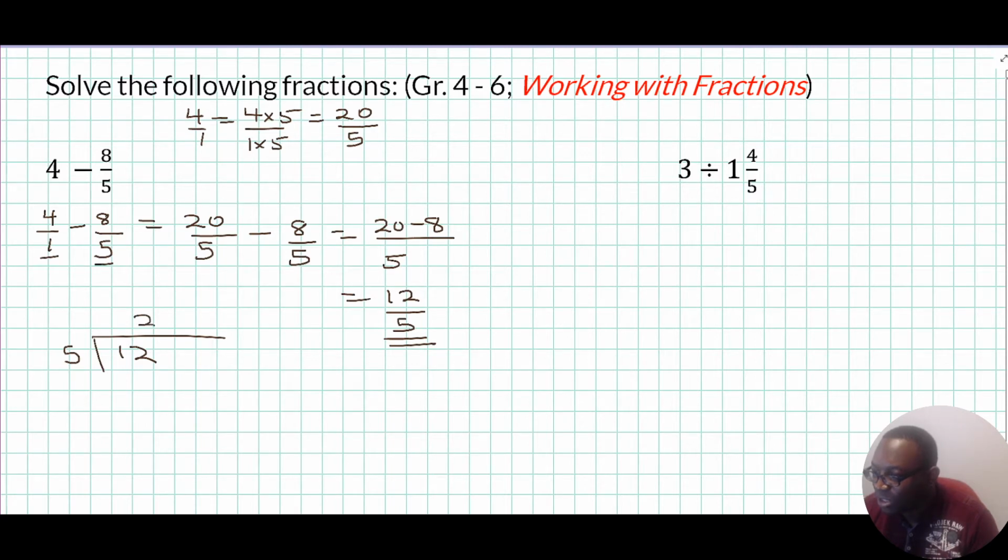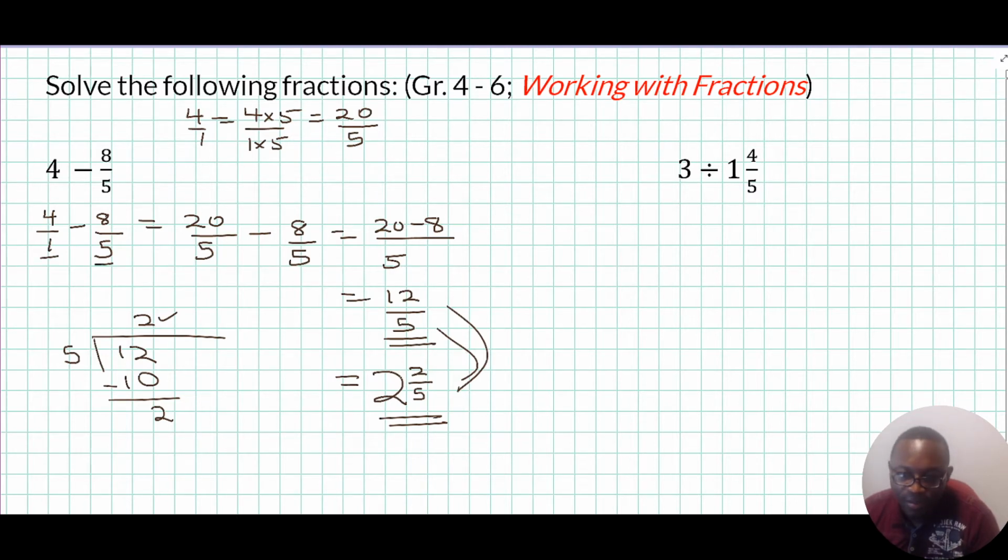We have only 2. 2 multiplied by 5 is going to give you 10. We're going to subtract and we're left with 2. So this is going to give me 2 as the whole number, and then we have a remainder of 2, and we're dividing by 5. So these two are exactly the same answers.